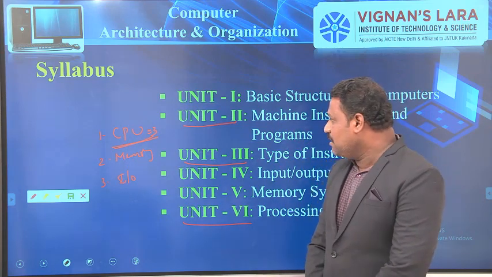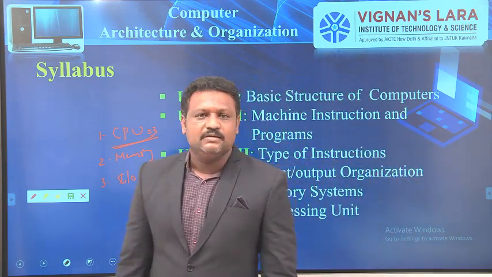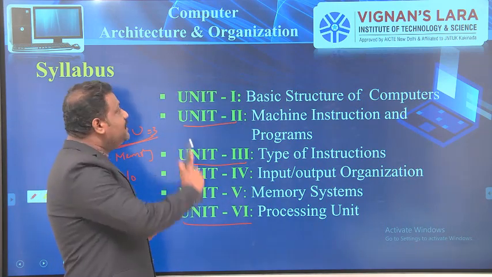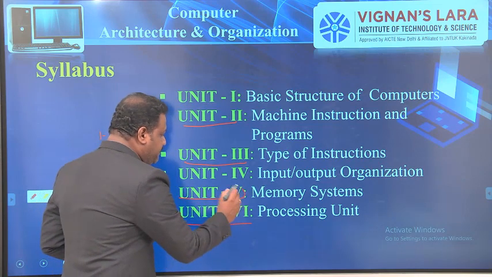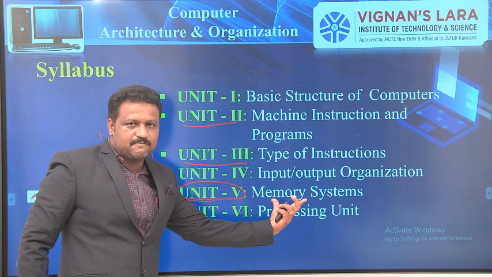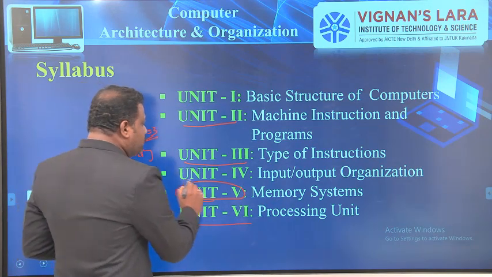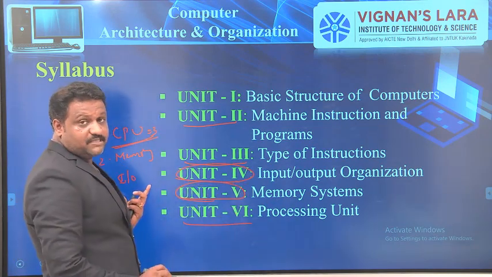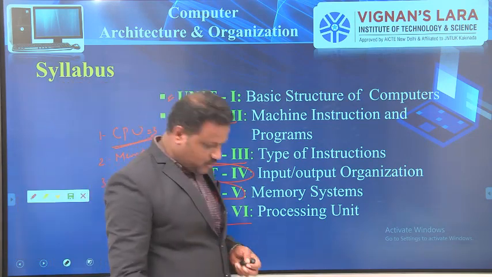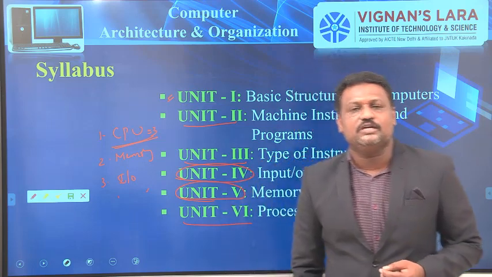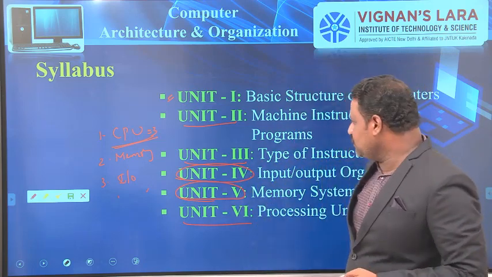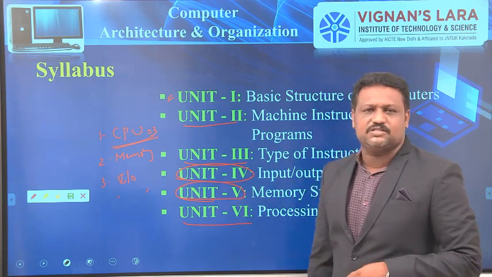Fine. Coming to the memory, one unit is dedicated to the memory system in our syllabus. That is unit 5. This unit 5 completely deals with memory systems. And unit 4 deals with I/O devices. In addition to this, you have 1 more unit, that is unit 1. In this unit 1, we are going to learn about the basics of our computer system. So this is simply about our syllabus.